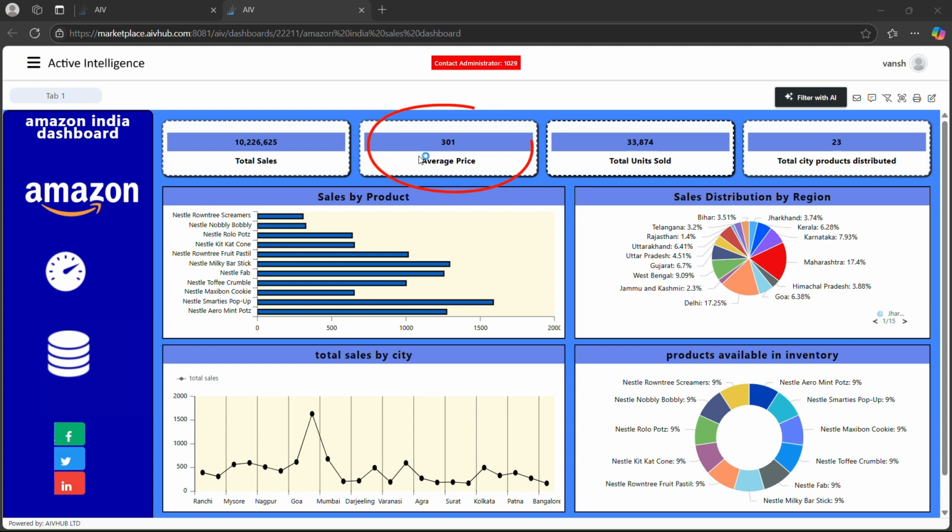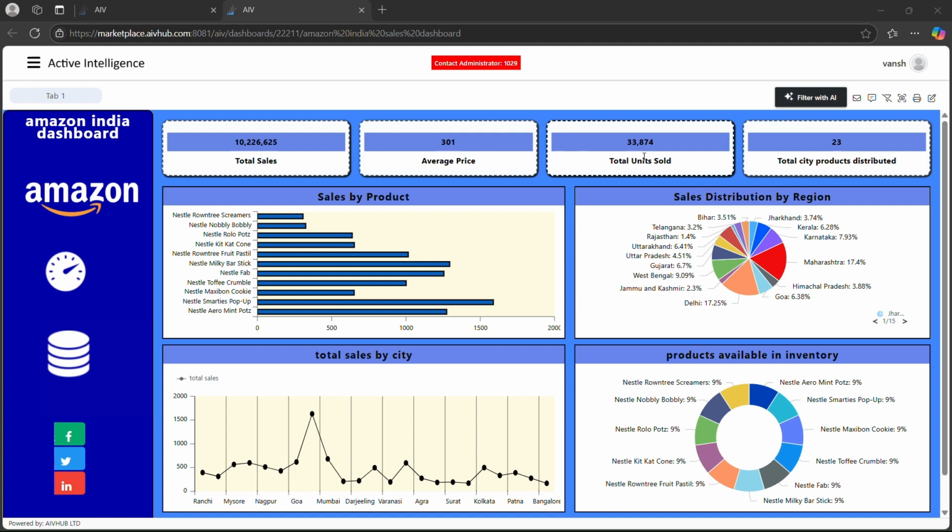Second is average price. This KPI indicates the average price at which products are sold. It is calculated by dividing the total sales amount by the total number of units sold, which is 301 rupees.